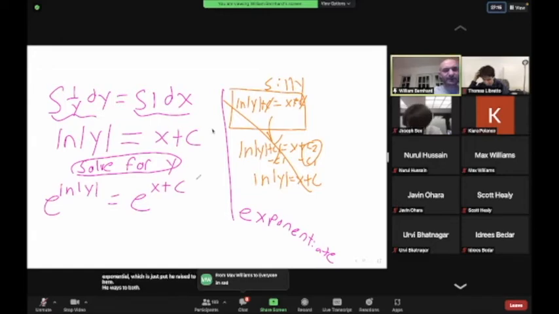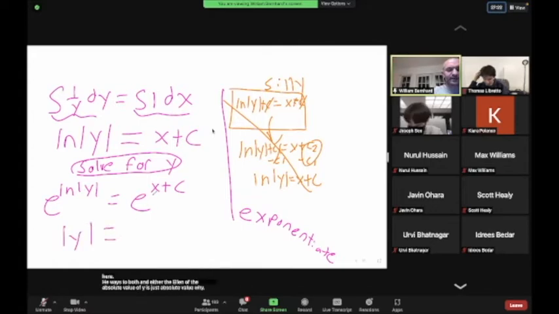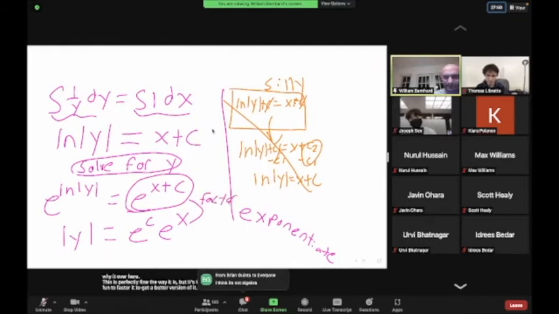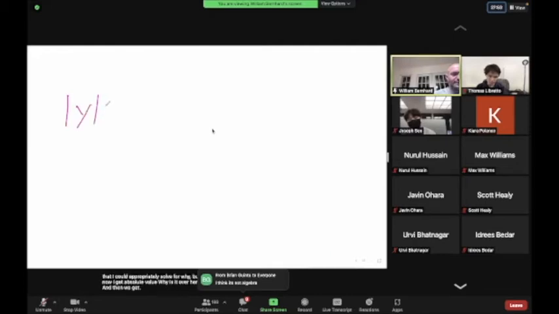E raised to both sides, and e to the ln of the absolute value of y is just the absolute value of y. This is fine the way it is, but it behooves you to use the laws of exponents to factor it in this form, e to the c, e to the x. All I did here was raise e to both sides so that I could appropriately solve for y. Right now I get the absolute value of y, and over here this is perfectly fine the way it is, but it's kind of fun to factor it to get a better version of it. Then we get the absolute value of y is equal to e to the c, e to the x.